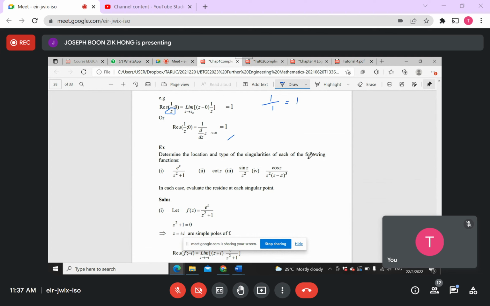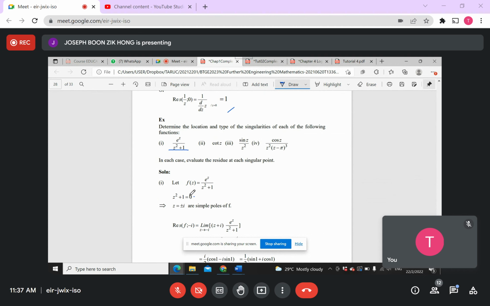That means we want to find where the pole is. Okay, and then what is the type of the pole? So this one is z squared plus 1. We make z squared plus 1 equal to 0. I get z equal to plus minus i. Okay, positive, negative i, so plus minus i.